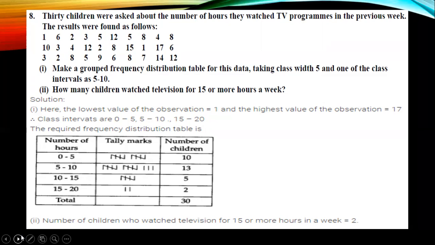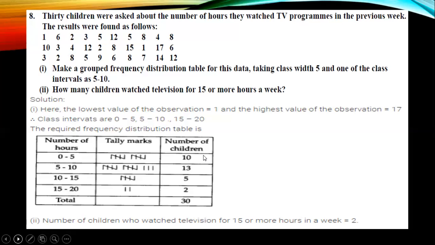We proceed with the same process: get the smallest value as well as the highest value from the observation, and come up with the smallest class interval according to the lowest value of the observation, as well as the highest class interval that should be there, keeping in mind the highest value of the observation. Now, as you can see over here, my class intervals are 0 to 5, 5 to 10, 10 to 15, and 15 to 20. And I just proceed with putting up the tally marks.